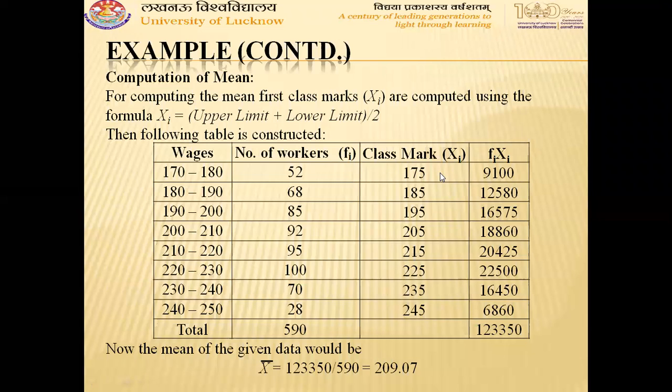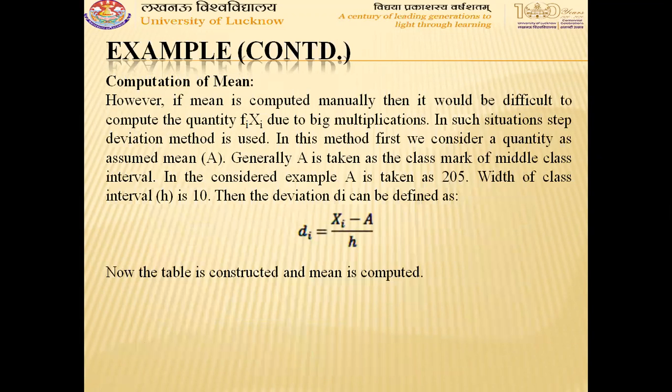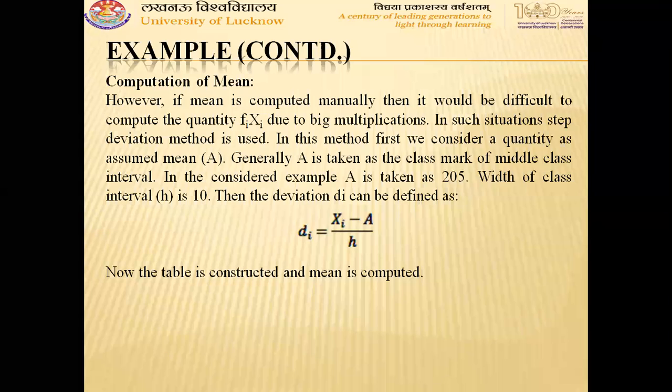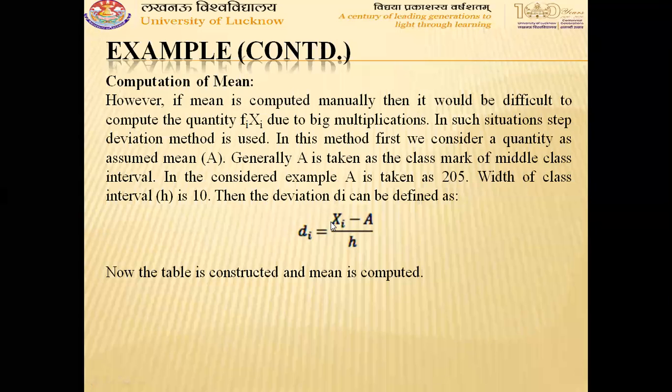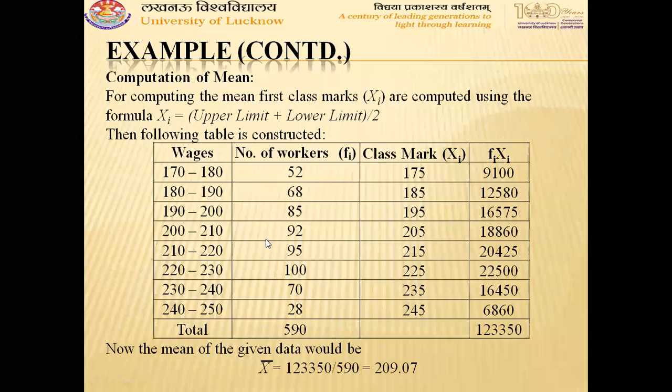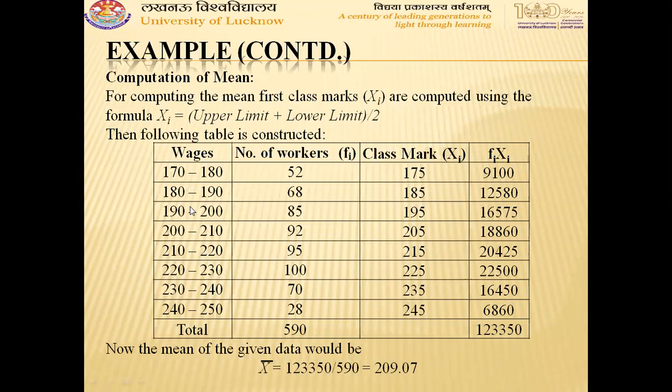But these multiplications will become quite difficult if we perform them manually. In that situation, we prefer the method of step deviation. In the step deviation method, we take some particular value as assumed mean. Generally, the class mark of the middle class interval is taken as assumed mean. In our case, we have 8 class intervals, so either the fourth or fifth can be taken as assumed mean. So I have taken 205 as assumed mean.